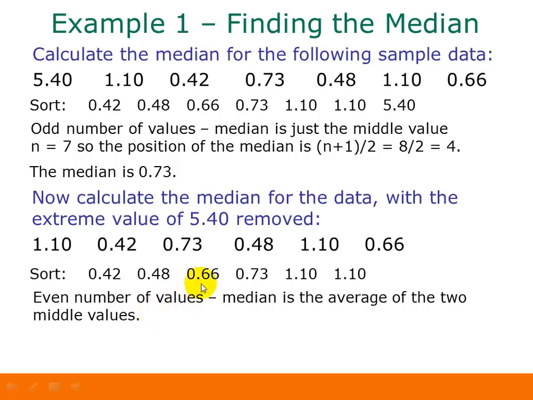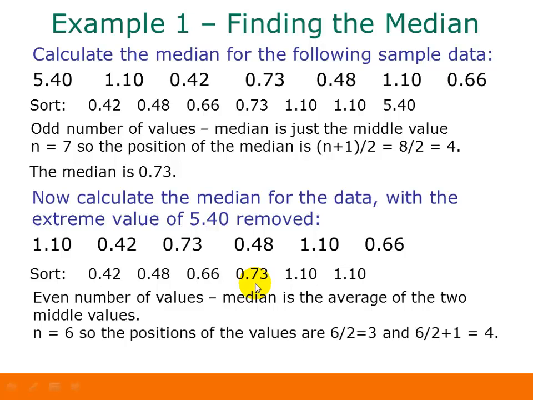The 2 values in the middle of the list would be the 0.66 and the 0.73, so we're going to average those two. And again, the positions of these two we get by taking n over 2, which would give us 3, and then adding 1 to that, which would give us 4. So the 0.66 is in the 3rd position, the 0.73 is in the 4th position. If we average our 0.66 and 0.73, we get 0.695.